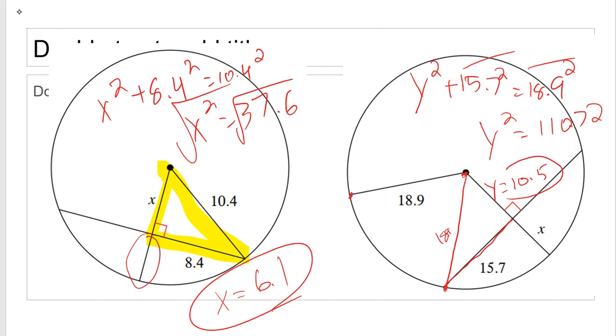I'll put 10.5. I rounded it. Now, if this is 10.5 and the whole thing is 18.9, subtract it. So that means this whole thing must be 18.9. We subtract it. We get x equals 8 point, around, I'll say, oops. Should be 8.4.